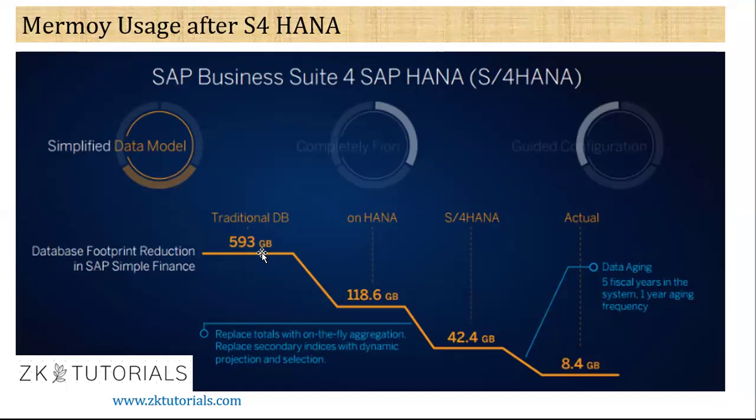When SAP S4 HANA came, SAP brought the size down to 118.6 gigabytes of memory. Look at how much data it was storing previously: around 593 GB. But now SAP HANA has reduced it to 118.6 GB. So now you think, how is this possible?